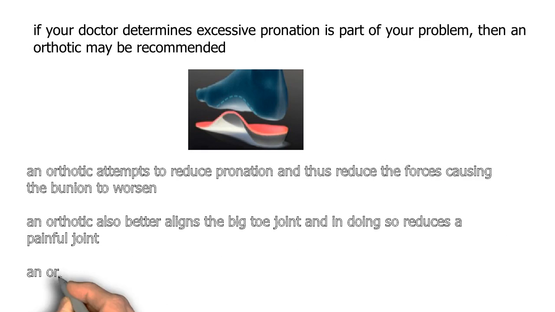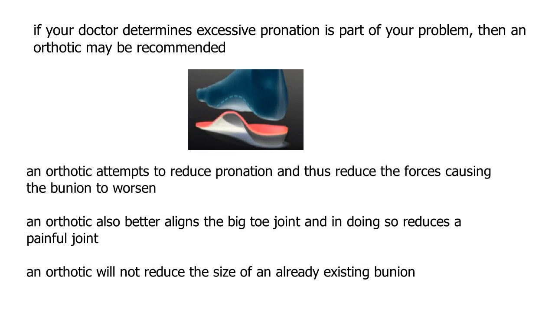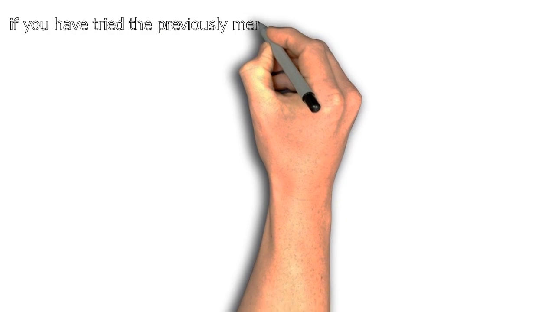If your doctor determines excessive pronation is part of your problem, then an orthotic may be recommended. An orthotic attempts to reduce pronation and thus reduce the forces causing the bunion to worsen. An orthotic also better aligns the big toe joint and in doing so reduces a painful joint. An orthotic will not reduce the size of an already existing bunion.